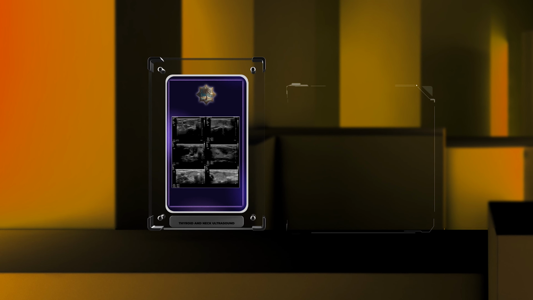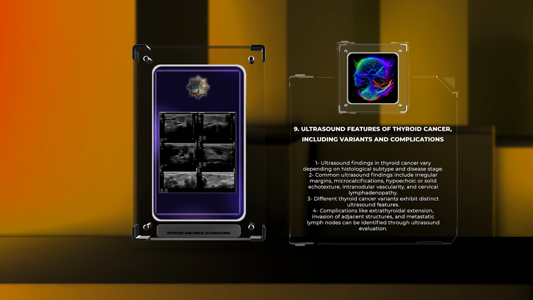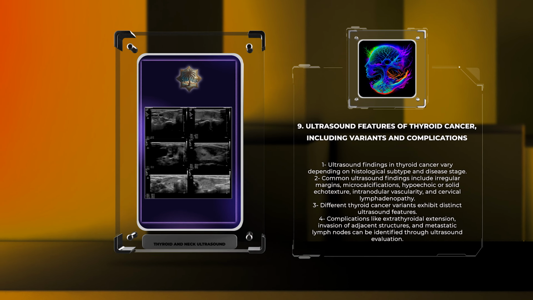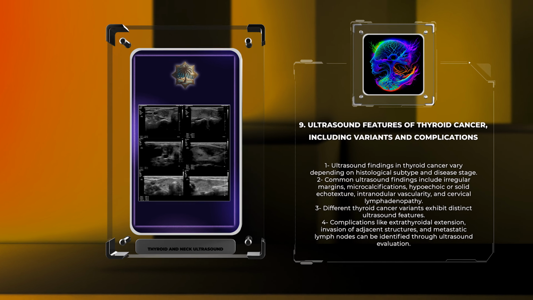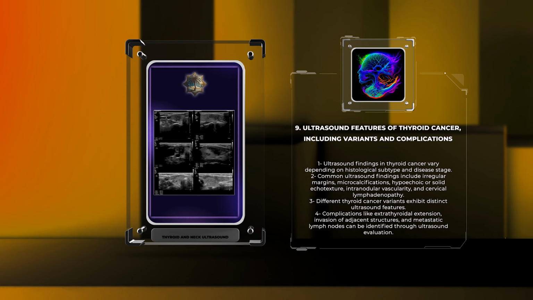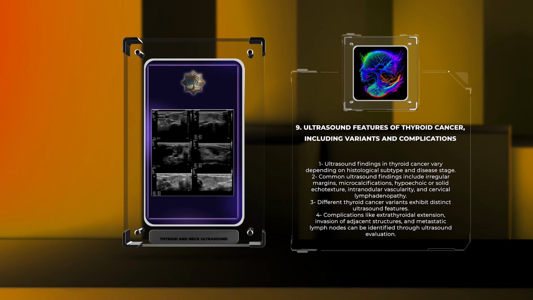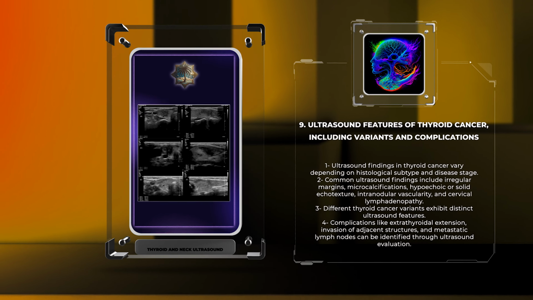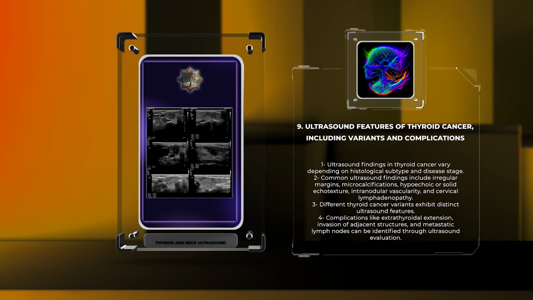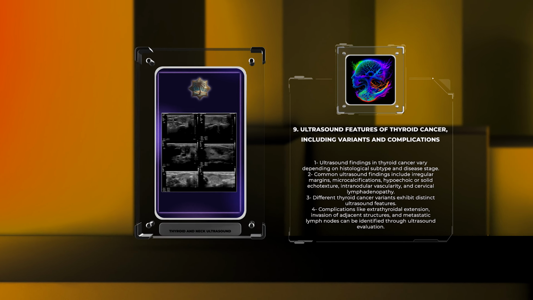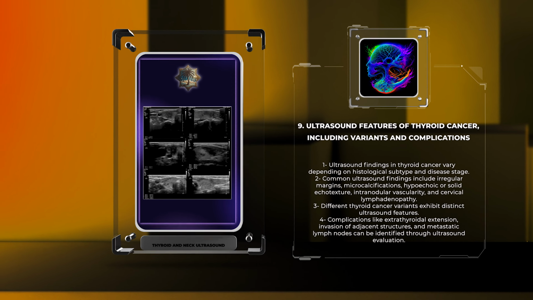Thyroid cancer can present with various ultrasound appearances, depending on the histological subtype and disease stage. Common ultrasound findings in thyroid cancer include irregular margins, microcalcifications, hypoechoic or solid echo texture, intranodular vascularity, and associated cervical lymphadenopathy. Specific cancer variants, such as papillary thyroid carcinoma, follicular thyroid carcinoma, medullary thyroid carcinoma, and anaplastic thyroid carcinoma, exhibit distinct ultrasound features. Additionally, complications like extrathyroidal extension, invasion of adjacent structures, or metastatic lymph nodes can be identified through ultrasound evaluation.